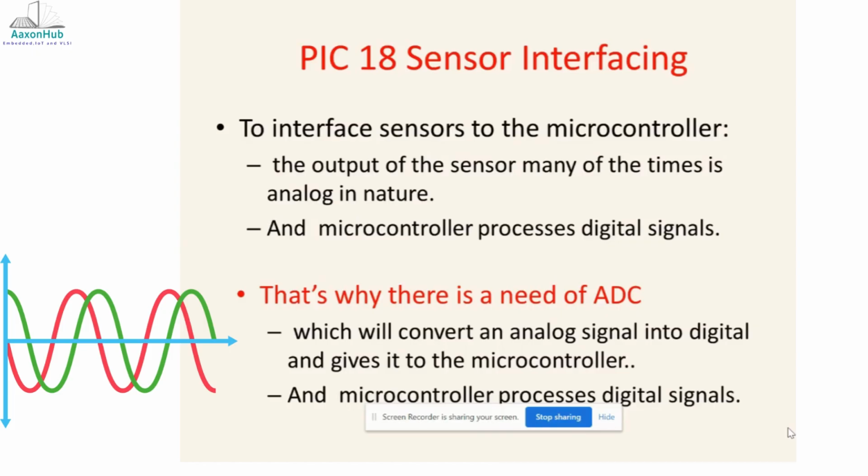So for the purpose of conversion, we require this ADC, which will simply convert the analog quantity coming from the sensor into digital form, and then this digital data you can pass on to your microcontroller for further controlling. That's why we require the ADC in any embedded application.